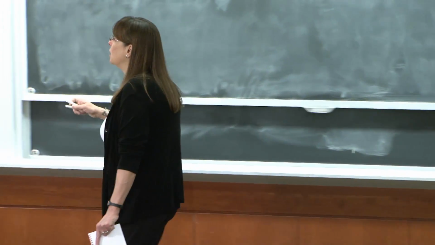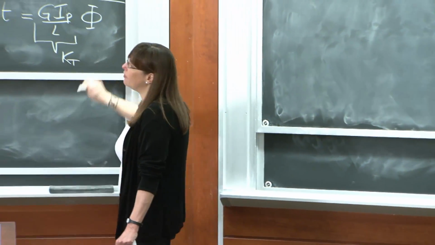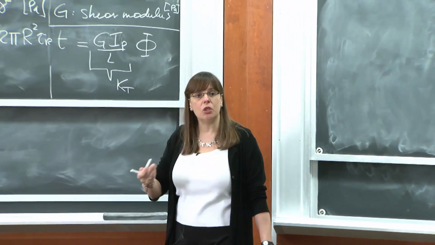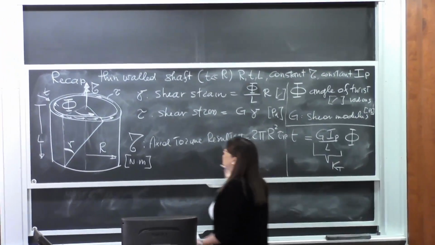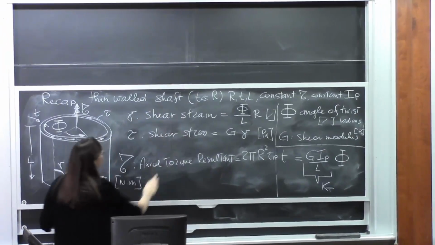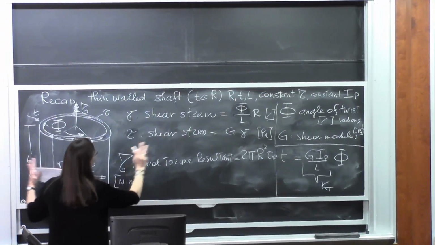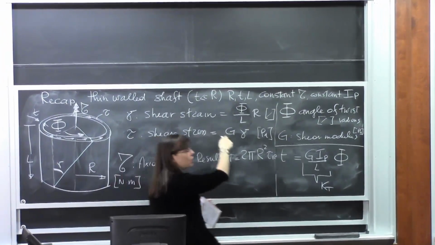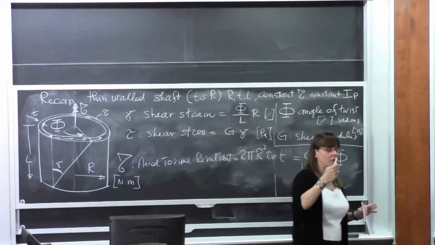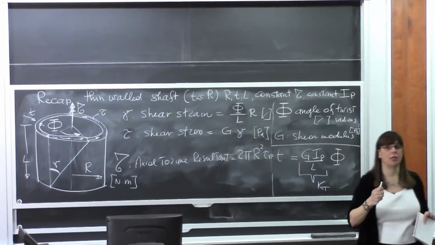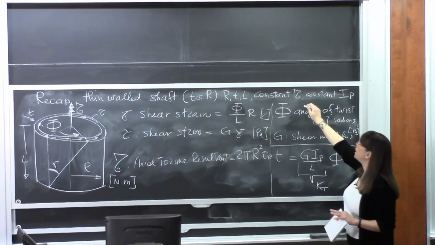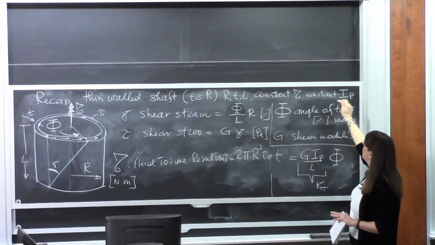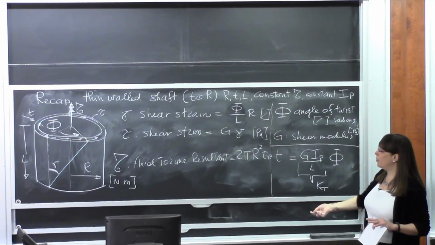Now, in the last class, we did a very special case for torsion to start introducing our characters for the story. We only looked at thin-walled shafts in which everything was constant: the radius, the thickness of the shaft. Thin-walled means that the thickness is much smaller than the radius. And we looked at the case with constant torque, constant IP.